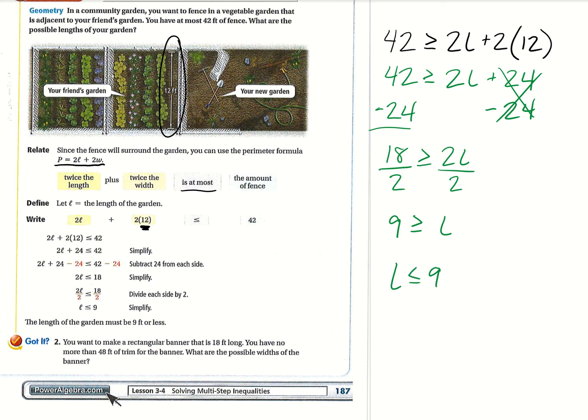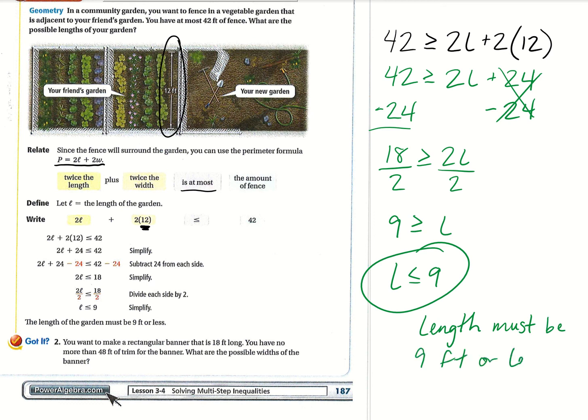So that's what we're looking for. Our length is going to be 9 feet or less. If you want to rewrite that in terms of the word problem, that is a great idea. That's what I came up with: length must be 9 feet or less.